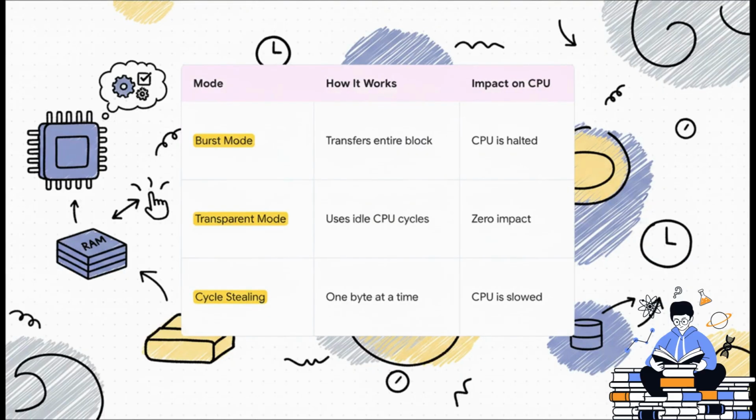First up is burst mode. This is the get-it-done-now approach. The DMA grabs the bus and doesn't let go until every last bit of data is moved. It's super fast, but the CPU has to wait. Then you have transparent mode, which is kind of the polite one. It only moves data when it notices the CPU isn't using the bus anyway. So zero impact on the CPU, but it can be kind of slow. And finally, there's cycle stealing mode, a really clever compromise. The DMA transfers one little piece of data, gives the bus back, takes it again, gives it back, and so on.